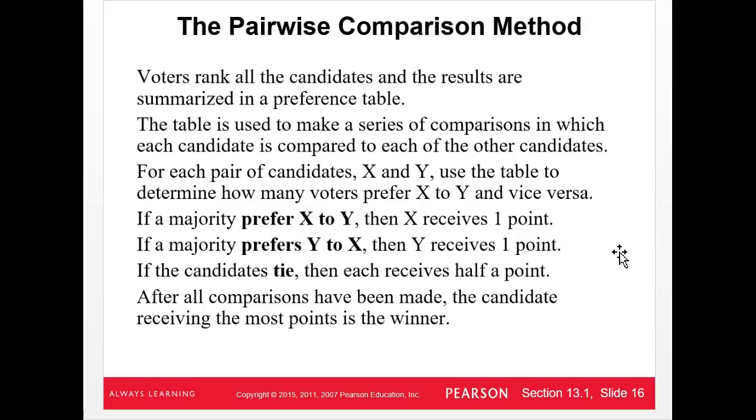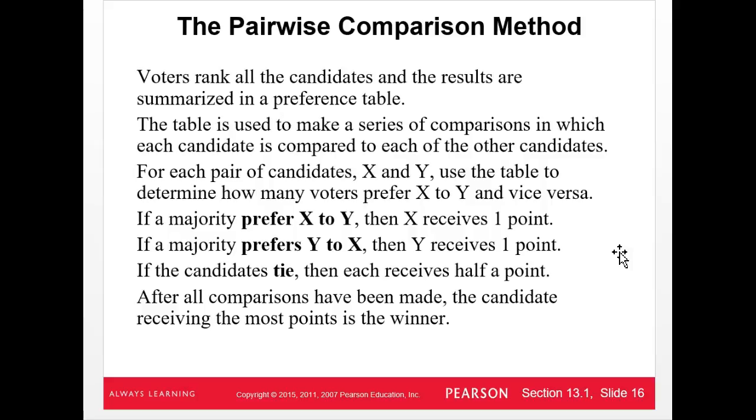Okay, so everybody gets ranked, and we make the comparisons based off each pair of candidates at a time. All right. If a majority prefers X to Y, then X receives the point. If the majority prefers Y to X, then Y receives the point.